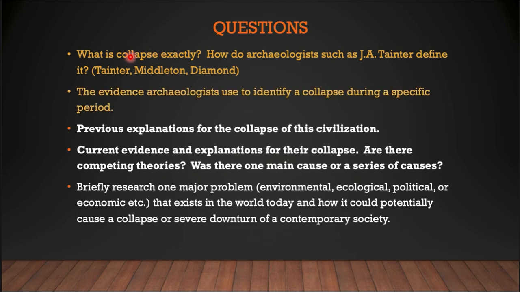Joseph Tainter and Middleton also provide evidence that archaeologists use to identify that a collapse has taken place. This is different from the evidence used to explain why a collapse occurred, right? So again, to give you a medical analogy, the evidence that a collapse occurred is like the symptoms that a patient has. So you might say, this person's not feeling well, and what's wrong with them.